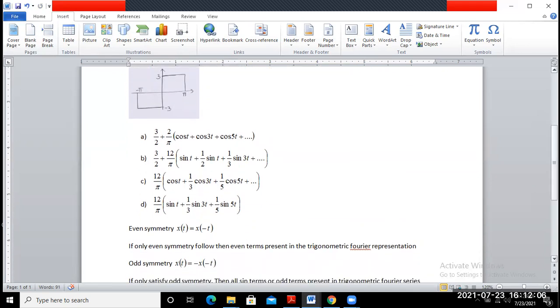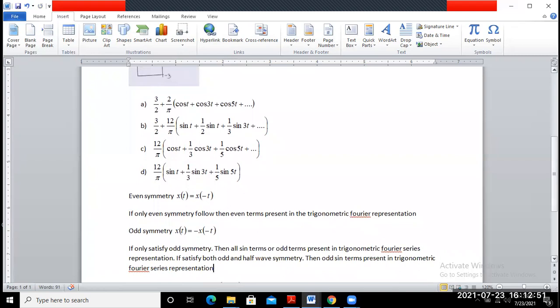So note here: if any waveform follows the even as well as the half wave symmetry, then only the odd cosine terms are present, since the even terms are the cosine terms. Similarly, if any waveform follows the odd and half wave symmetry, then only the odd sine terms are present in the trigonometric Fourier series representation.